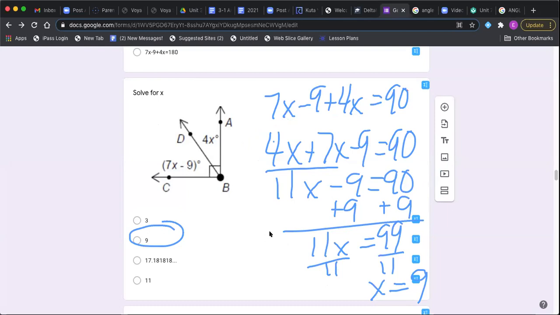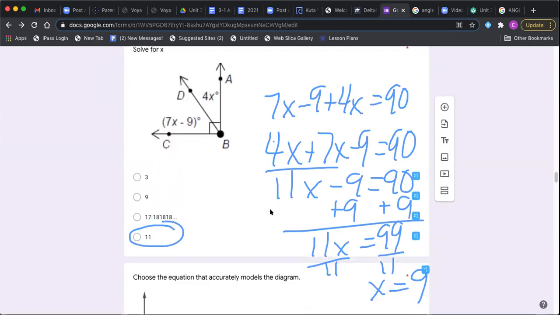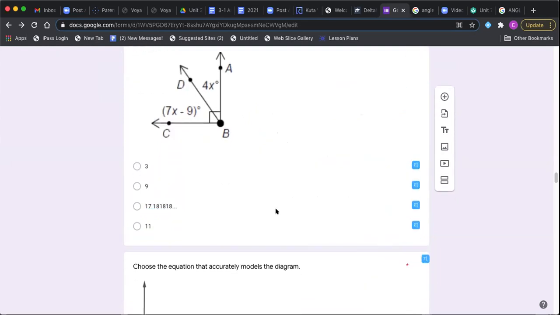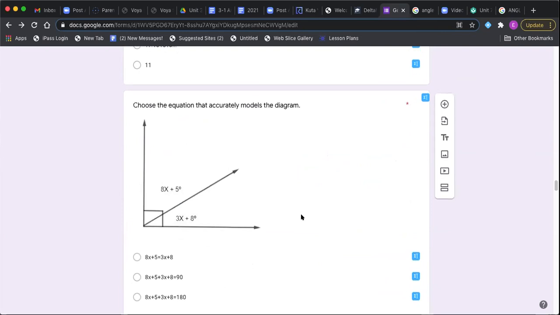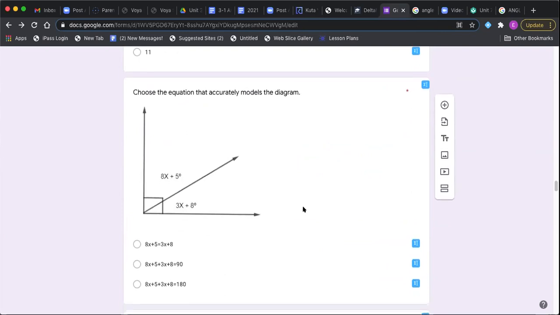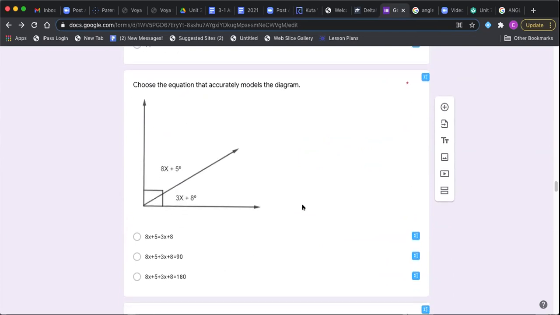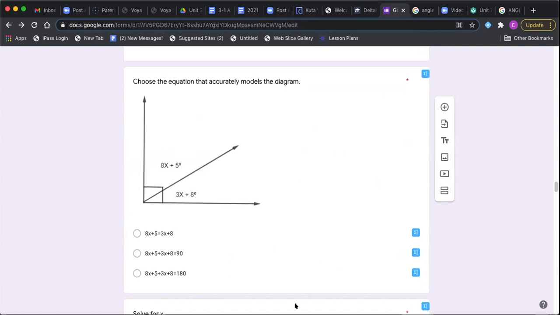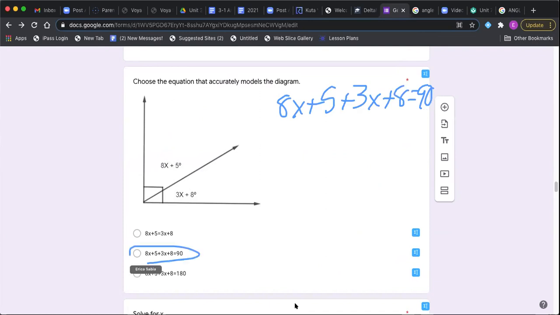Any questions so far, guys? You're very quiet over there. Okay, let's try the next one. All right, this one's actually pretty much the same idea. I have two angles together, and it looks like their sum is going to be 90. So I should get 8x plus 5 plus 3x plus 8 together is 90. So let's see, is that a choice here? Oh yeah, the middle one. So I feel good about that.